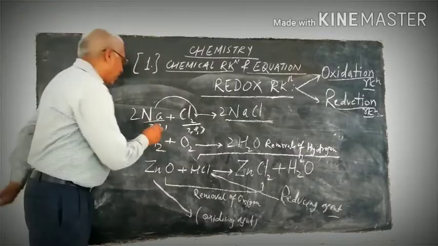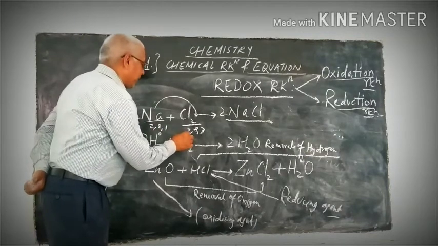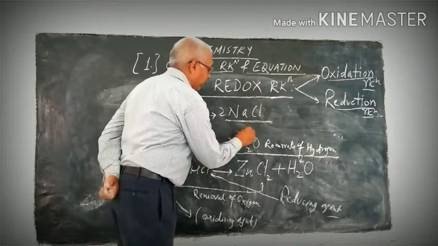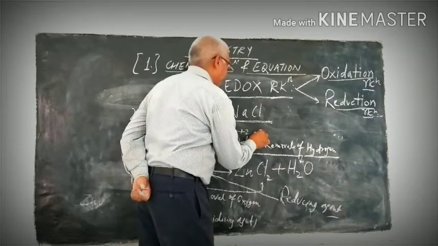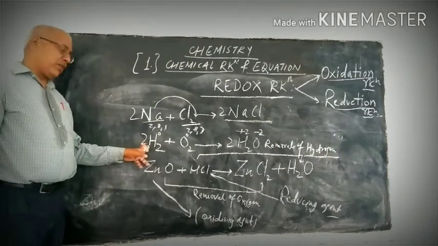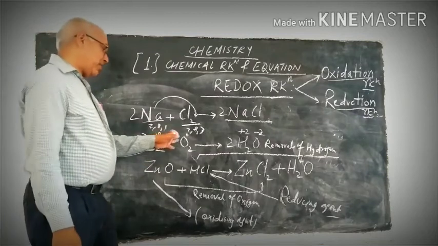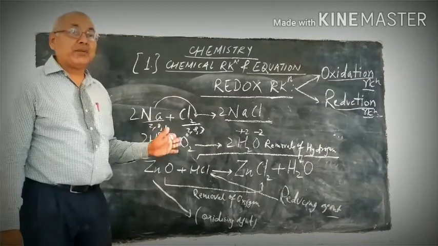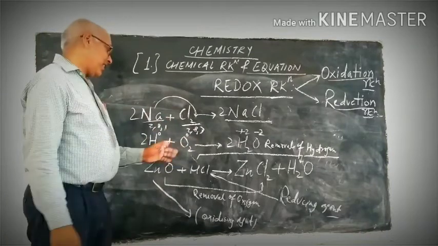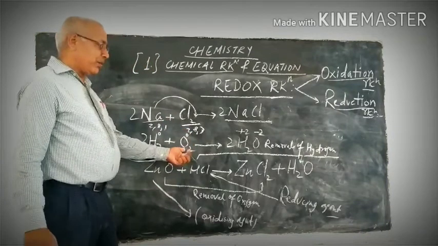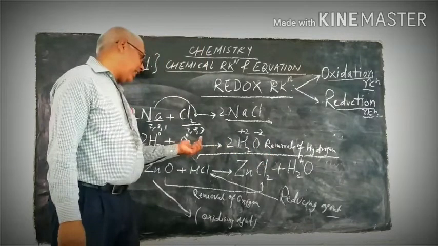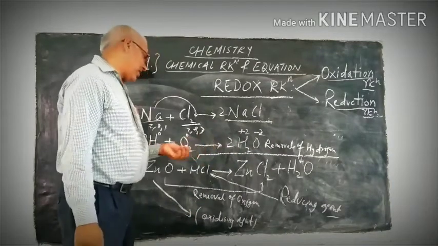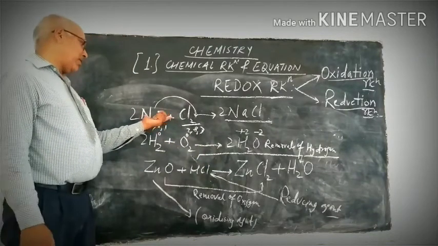In water formation, the oxidation number of hydrogen is zero, and the oxidation number of oxygen is also zero, but in water the oxidation number of hydrogen is +1 and that of oxygen is minus 2. So for hydrogen, the oxidation number goes from 0 to plus, an increase in oxidation number, which is known as oxidation. For oxygen, the oxidation number is 0 and becomes minus 2, a decrease in oxidation number, which is known as reduction. Electronic theory is only capable for ionic reactions.